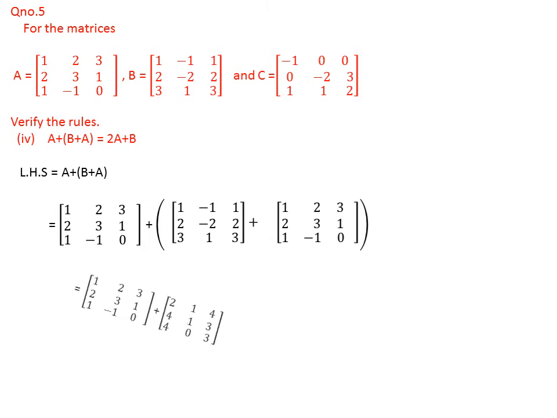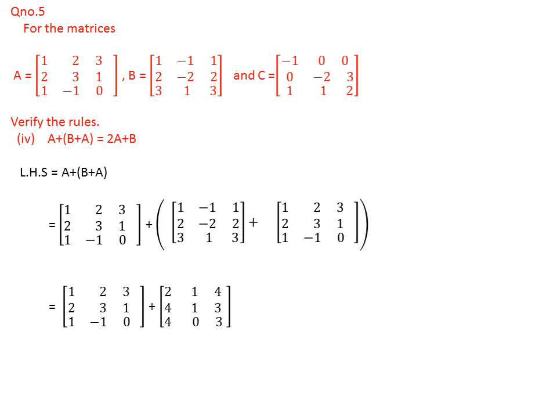In the next step, we will write the first matrix as it is, and in the second matrix, corresponding elements of both the matrices which are written in parentheses are added, which will give us the elements 2, 1, 4, 4, 1, 3 and 4, 0, 3. Here again, the corresponding elements of both these matrices are added, which will give us the required matrix as 3, 3, 7, 6, 4, 4, 5, minus 1 and 3.